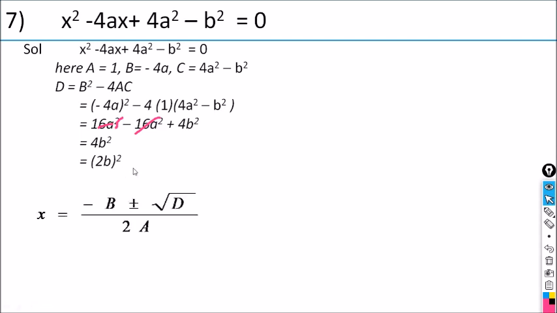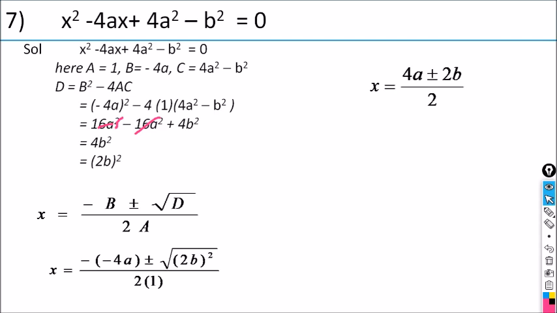So let us adjust these values in the formula, substituting the values of B, D and A, and on simplification we get 4a plus minus 2b upon 2. By taking 2 common, we get 2a plus minus b upon 2, and the value of x is 2a plus minus b. So we'll have two values of x, 2a plus b and 2a minus b.